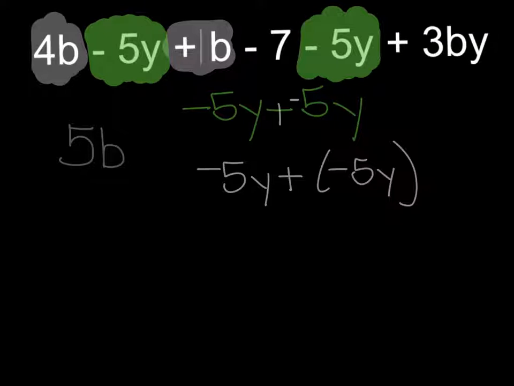So we're going to take these, and we're going to add negative 5y and negative 5y. Same signs, we add them up. So if we add them, we get 10y, and then take the sign of the larger, which is a negative 10y. So negative 5y plus negative 5y is negative 10y. Okay.